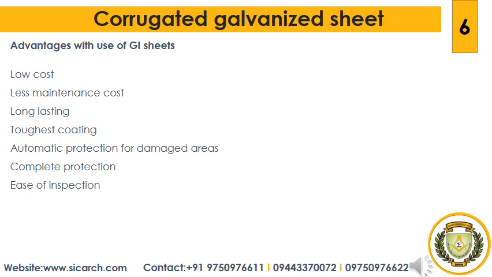So the next is ease of inspection. Galvanized coating is assessed readily by eye and simple non-destructive thickness testing methods can be used. Galvanizing process is not dependent on the weather condition. The surface of GI sheet is aesthetically pleasing. So the galvanized iron sheets are produced as plain coils or sheets and corrugated sheets.